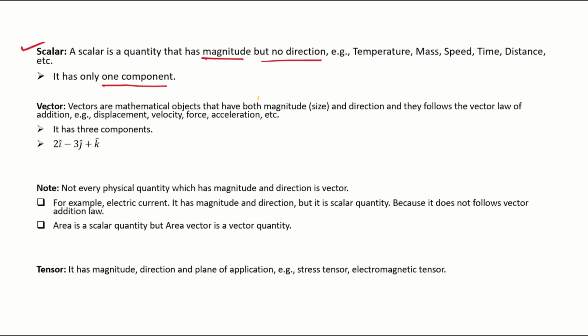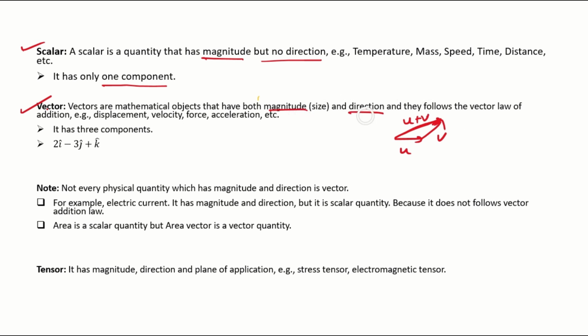The second term is vector. So vectors are mathematical objects that have both magnitude and direction. And the important thing is that they follow the vector law of addition, the triangle law of addition. If you have two vectors, suppose u and v, then their addition will be u plus v. Okay, this is called the vector law of addition. So this is very important. If the quantity is a vector, that means it has to follow the vector law of addition.